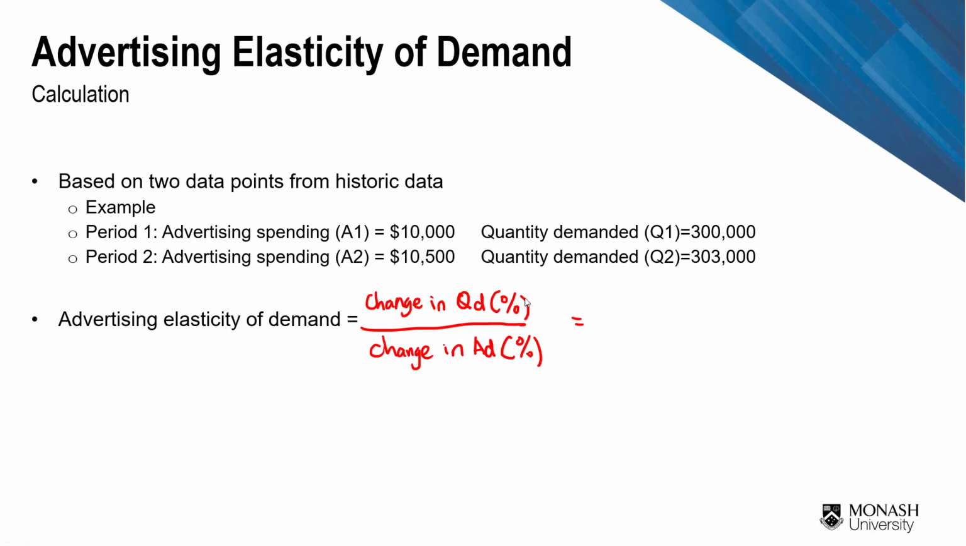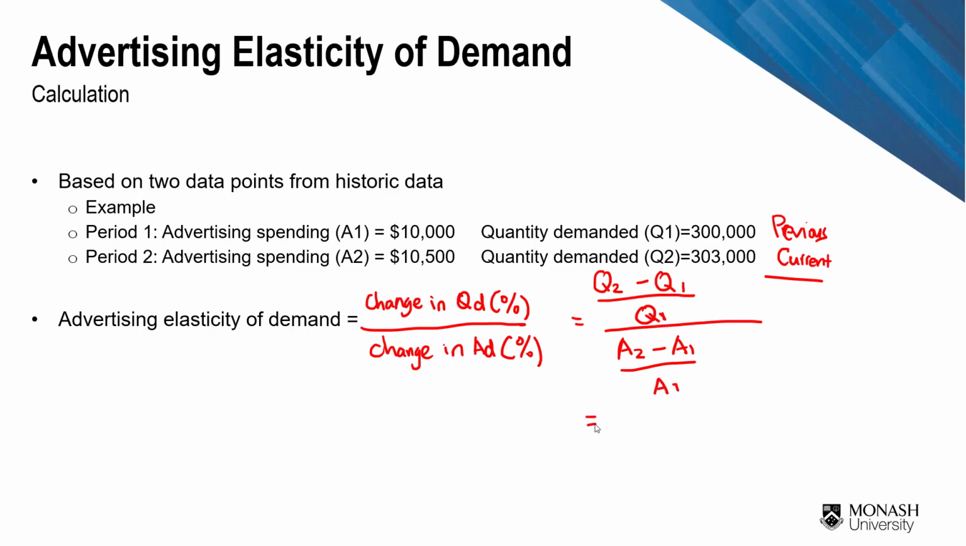So let's do the first one, the numerator: change in quantity demanded. The way you calculate change is that you consider this as current and this as previous. The percentage change is the current minus previous, divided by previous. So let me work out the quantity demanded first. It will be Q2 minus Q1 divided by Q1. And for advertising, it will be A2 minus A1 divided by A1. So this is what you should do.